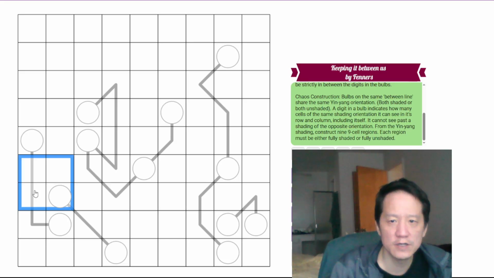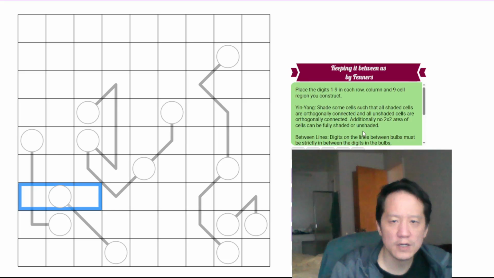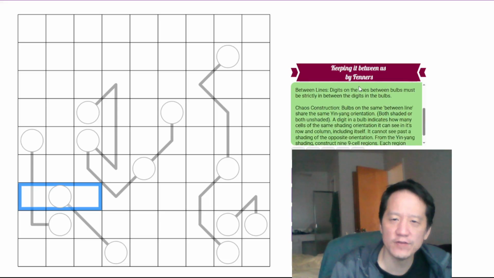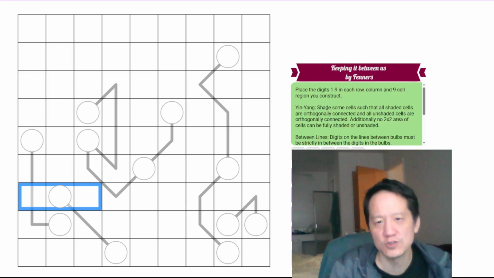Does it say there? It does not say. Okay, well, it does. It says further here. I would prefer if the chaos construction rule set was in the beginning, because then you know immediately it's a chaos construction rule set. But I think this works also.